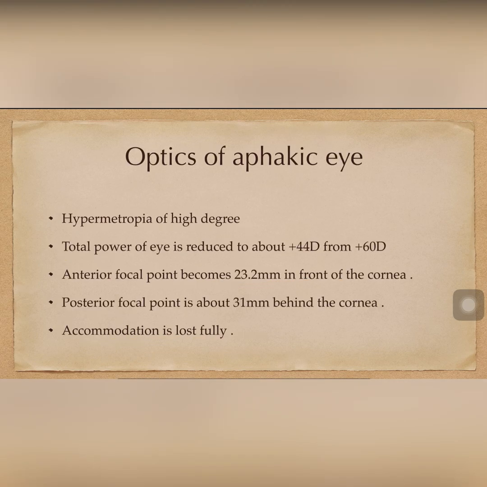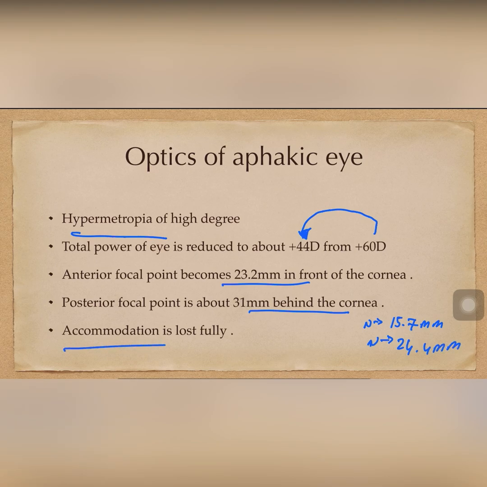So what will be the optics of aphakic eye? There will be hypermetropia of high degree, which means there would be good farsightedness, but the patient won't be able to see near things. The total power of the eye is reduced to plus 44 diopter, from plus 60 diopter. The anterior focal point becomes 23.2 mm in front of the cornea, where the normal value is 15.7 mm. The posterior focal point is about 31 mm behind the cornea, where the normal value is 24.4 mm behind the cornea. And accommodation of the eye is totally lost.